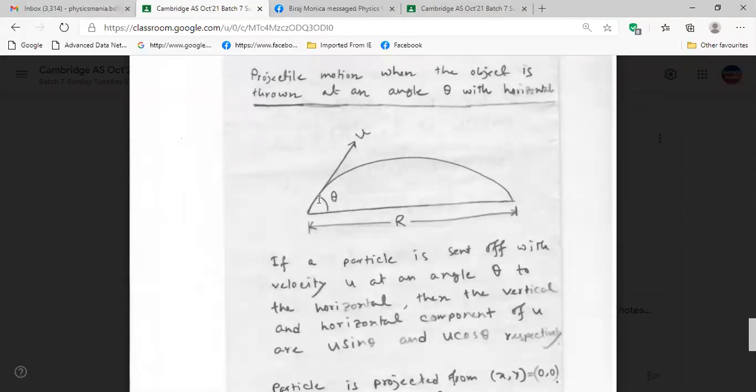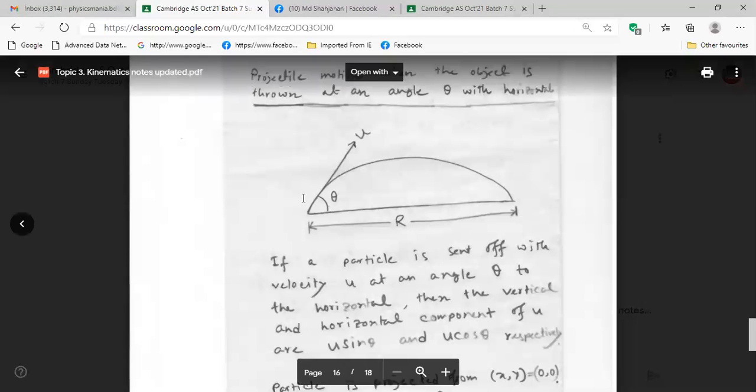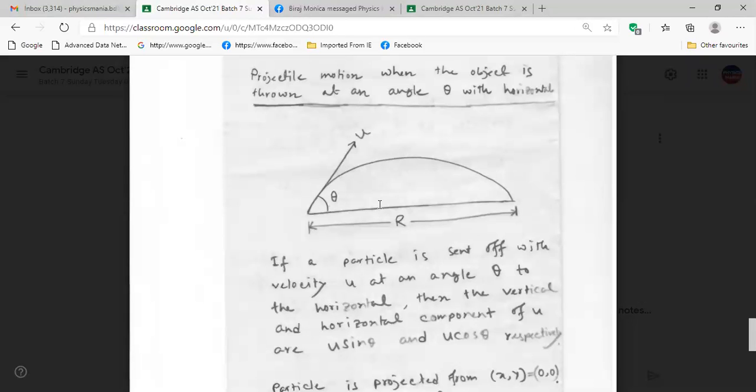Hello, sir. Yes, Navid. How are you? Yes, sir. Navid, please write this heading and draw this diagram quickly. Okay, sir.